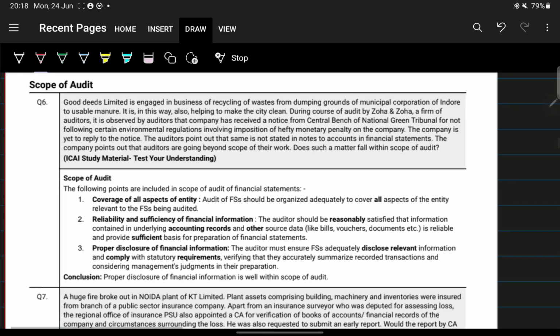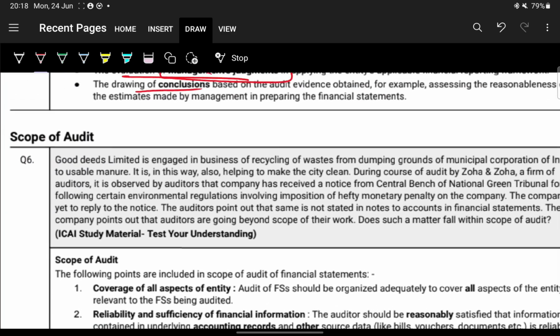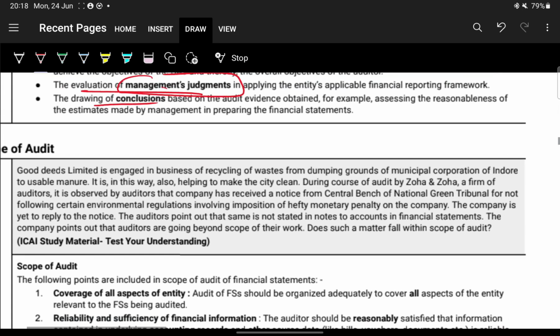Now scope of audit. Okay, so here we just read the question. Okay, so Good Deeds Limited is engaged in the business of recycling waste from dumping grounds of Municipal Corporation of Indore to usable manure. Okay, it is in this way also helping to make the city clean. During the course of audit by Zoa and Zoa firm of auditors, it is observed that the company has received a notice from Central Bench. Okay, this is a study mat question actually, which I had covered yesterday in the previous video.